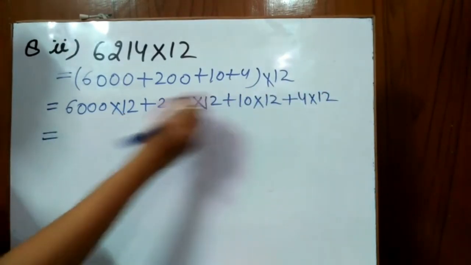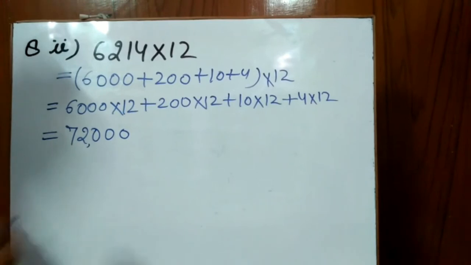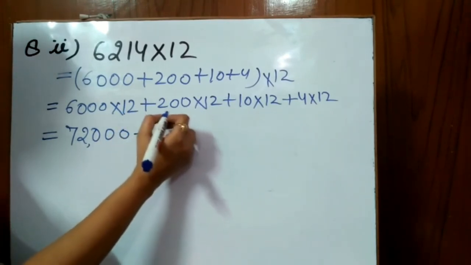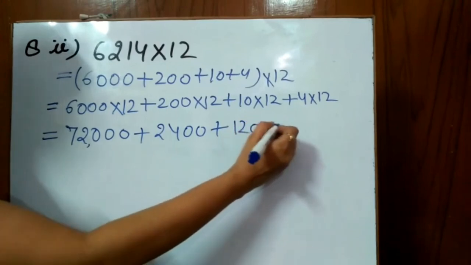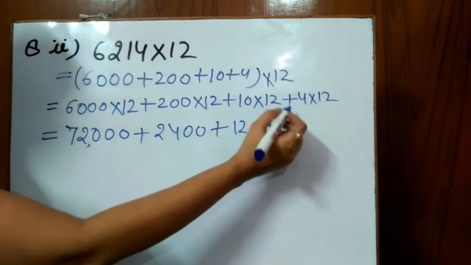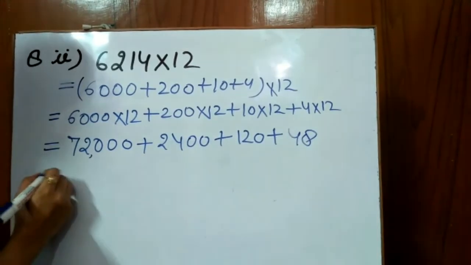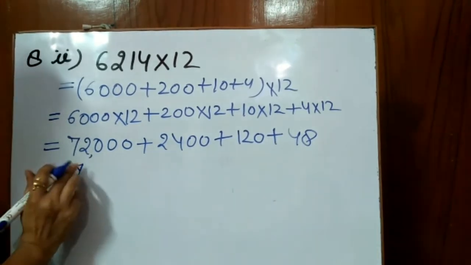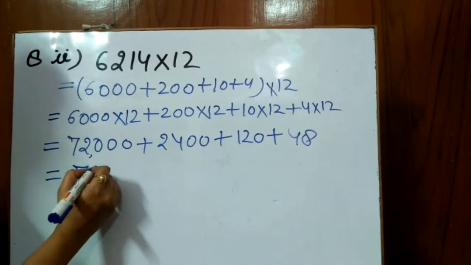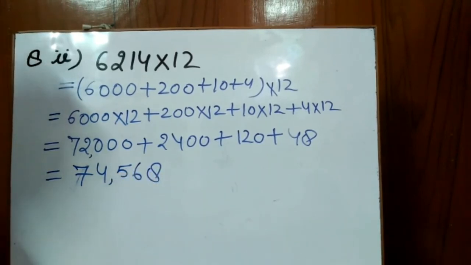Now we will multiply these numbers. After multiplication, we will get 72,000. And after multiplication of these two numbers, we will get 2400, 120. And after multiplication of these two numbers, we will get 48. Now we will add all these numbers. After addition, we will get 74,568 and it is your answer. Understood?